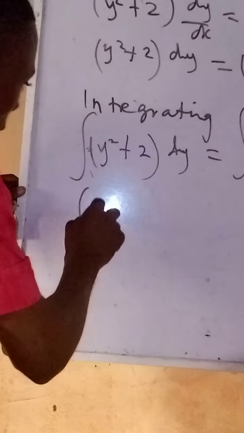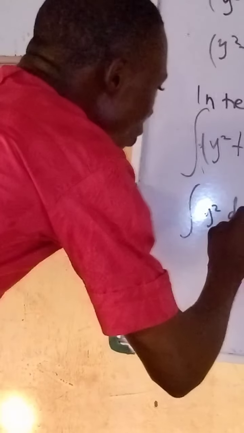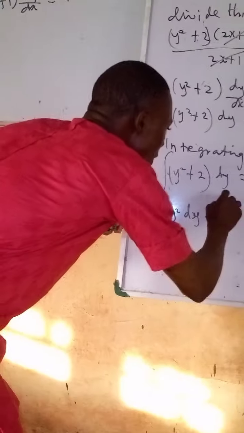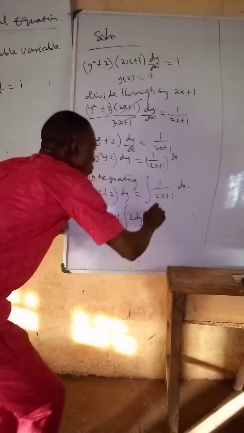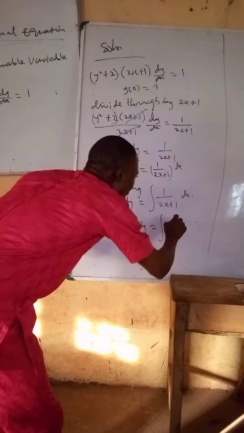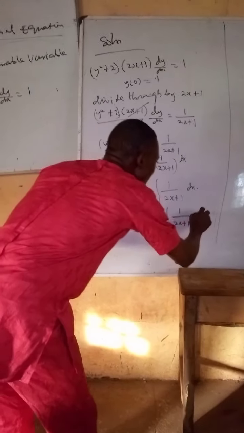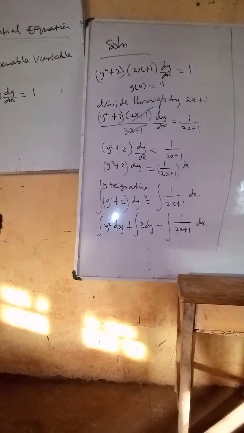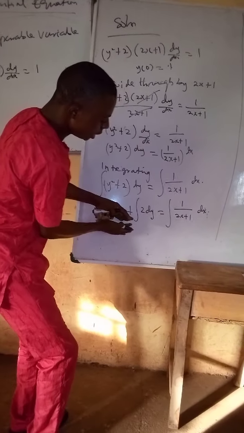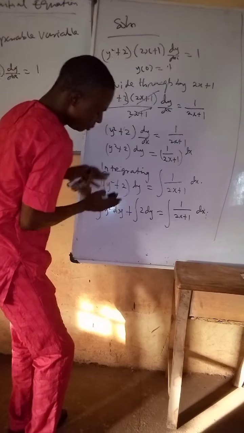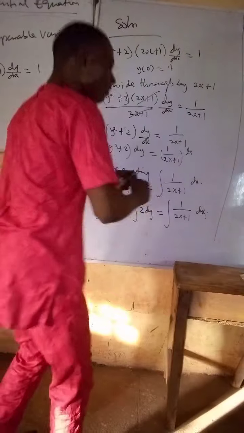And now write it as the integral of y squared dy plus the integral of 2 dy, which is equal to the integral of 1 over 2x plus 1 dx. Now we can integrate this side directly, but this side we cannot integrate because this is a fraction.